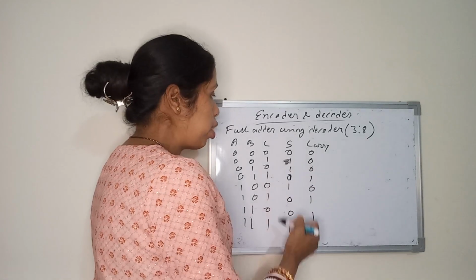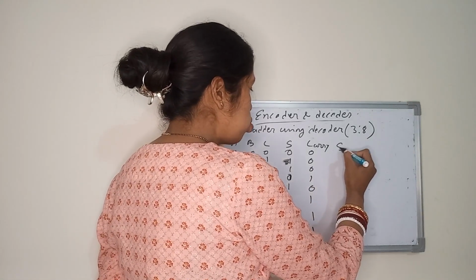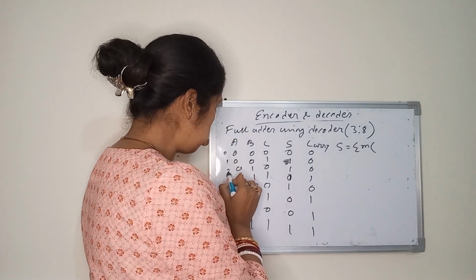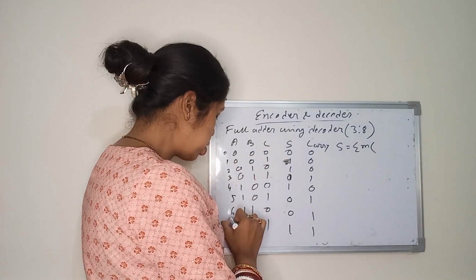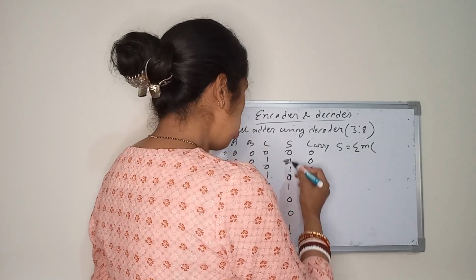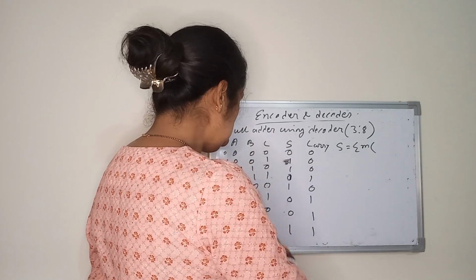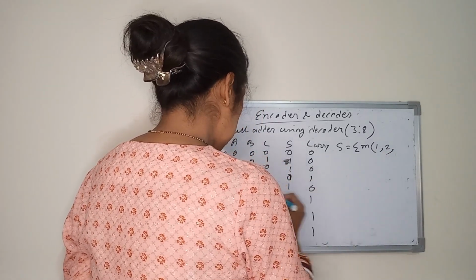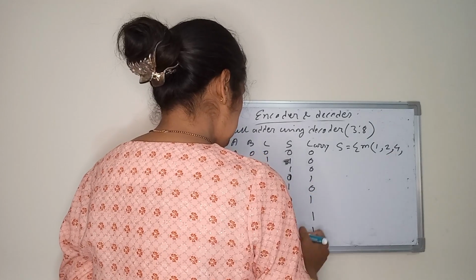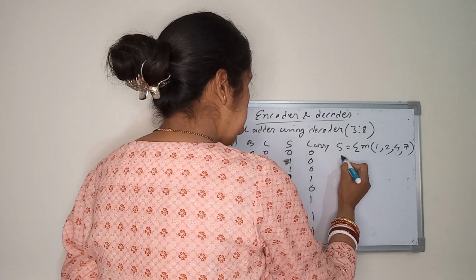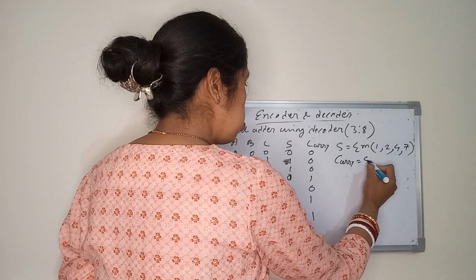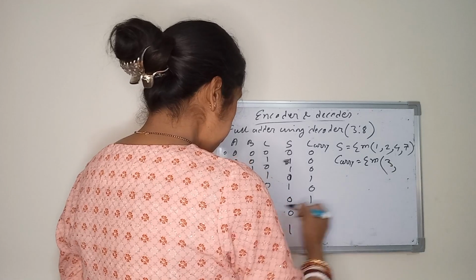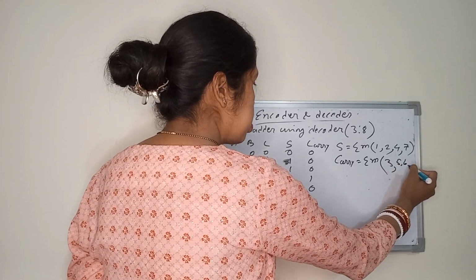Okay, now if you want to write in the form of the min term, what is your S? S in min terms: you have 0 1 2 3 4 5 6 7. Your sum is 1 for which combinations? 1, 2, 4 and 7. And if you want to write the carry in min terms, you have to check your carry is 1 for which combinations? 3, 5, 6, 7.